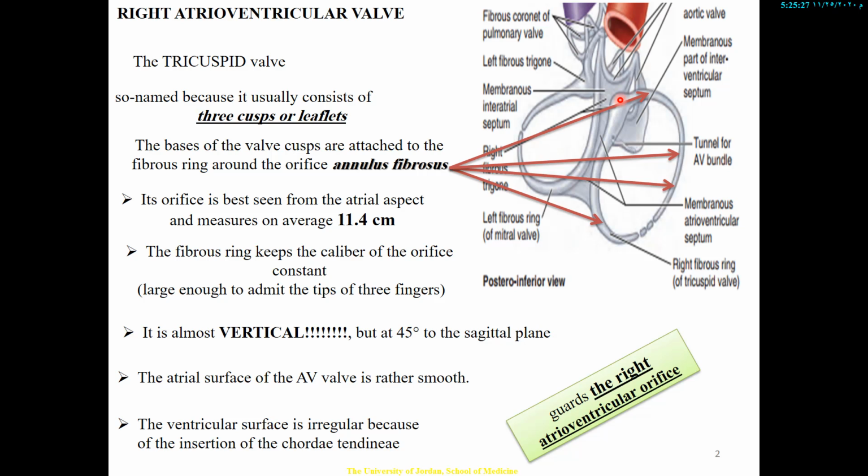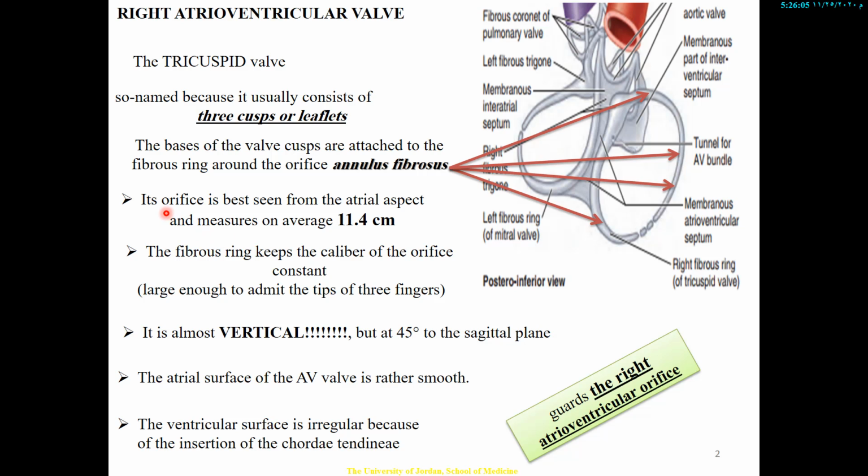And we did mention that the fibrous skeleton provides the orifices, helps in muscle attachments, provides pathways for, for example, the AV bundle, and insulation of the electrical or conducting system. So there you go. Here, as you can see, the fibrous skeleton provides what it takes for the cusp to be attached to this annulus fibrosus.